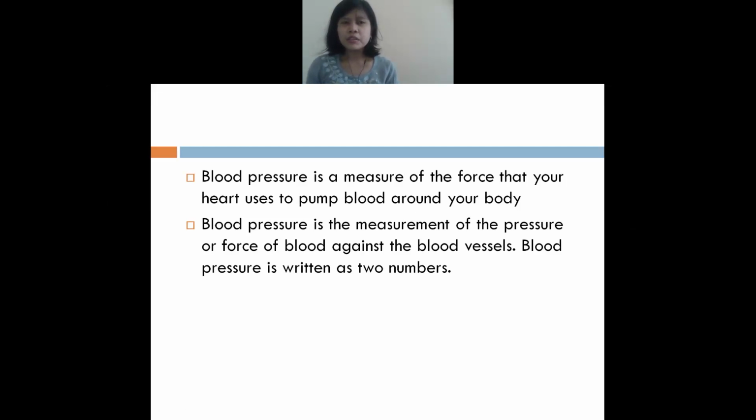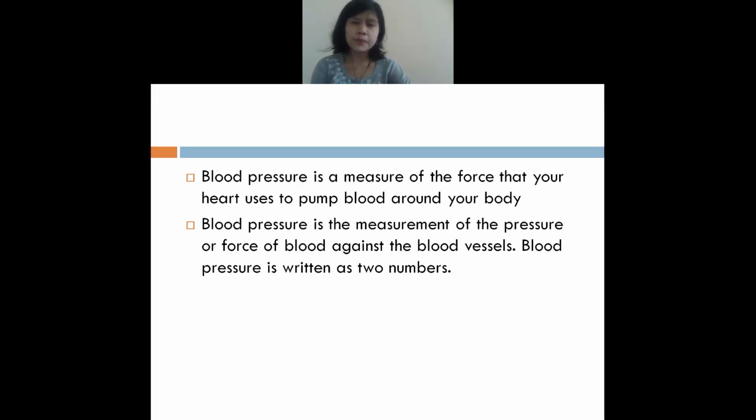The force which the heart gives when it pumps blood is known as blood pressure, and we measure that one. Okay, did you understand? Yes. And that force mostly goes to where? It means it goes against the blood vessels.